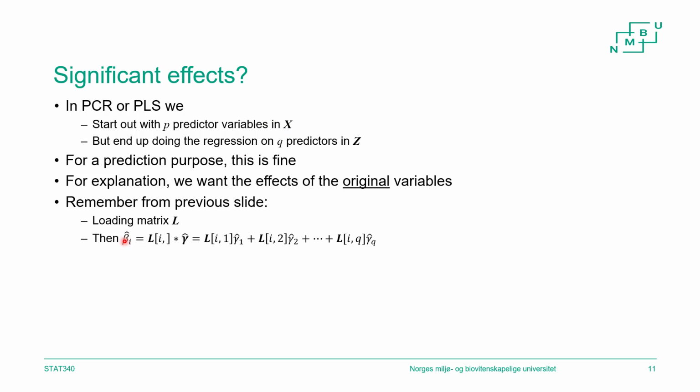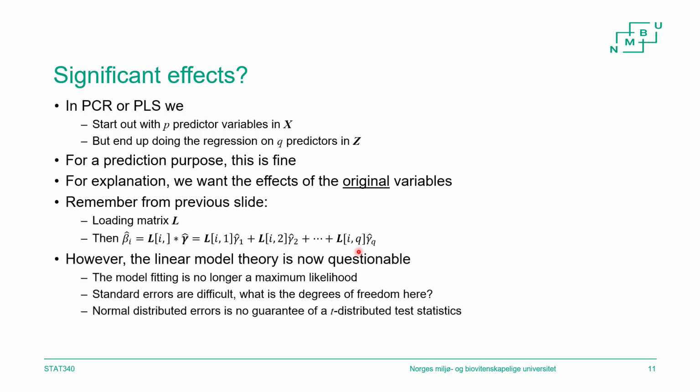But we also said that the normal distribution and the theory that we have used for the errors of this estimate, we can no longer use to make t-tests like we did before, because it's no longer a linear model due to this PCA or PLS step. So this becomes questionable. There is no maximum likelihood anymore. The fitting doesn't maximize the likelihood function, because what does the likelihood function even look like?